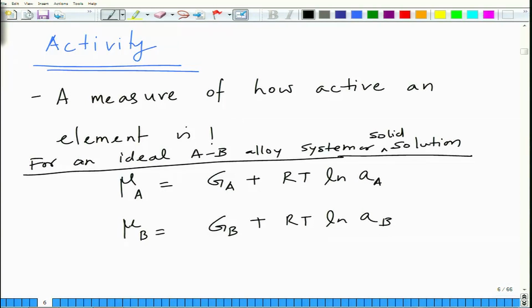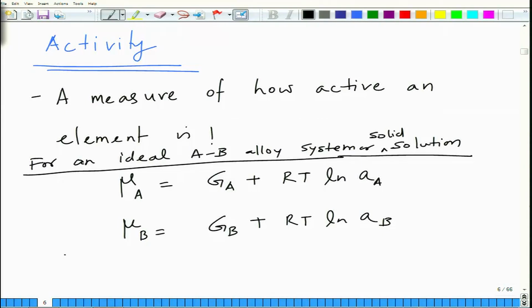Alright. So mu A is equal to G_A plus RT ln a_A, and mu B is equal to G_B plus RT ln a_B. What we had earlier was that mu A was equal to G_A plus RT ln X_A, and mu B was G_B plus RT ln X_B. We have replaced X_A and X_B by a term called activity, which is a_A and a_B.